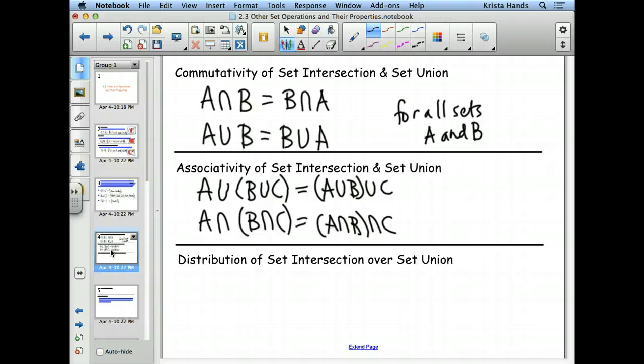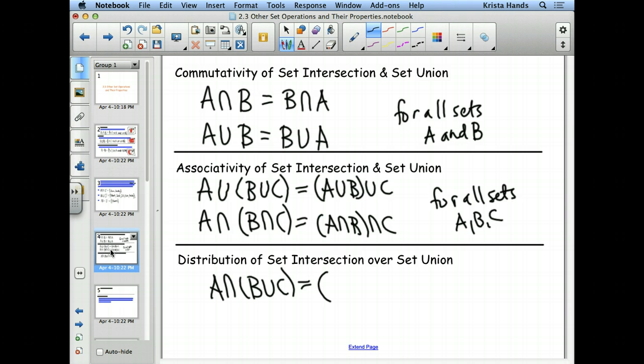The last one is a combination of sets and intersections and unions and how they interplay with each other. I should say that this is for all sets A, B, and C. All right, so the way that these interplay with each other is that if you're taking the intersection of A with the union of B and C, this is the same as taking the intersection with B and the intersection with C, and then taking their union.